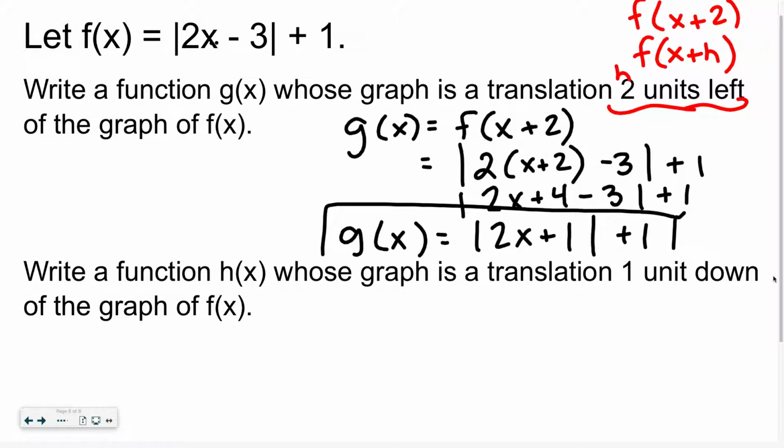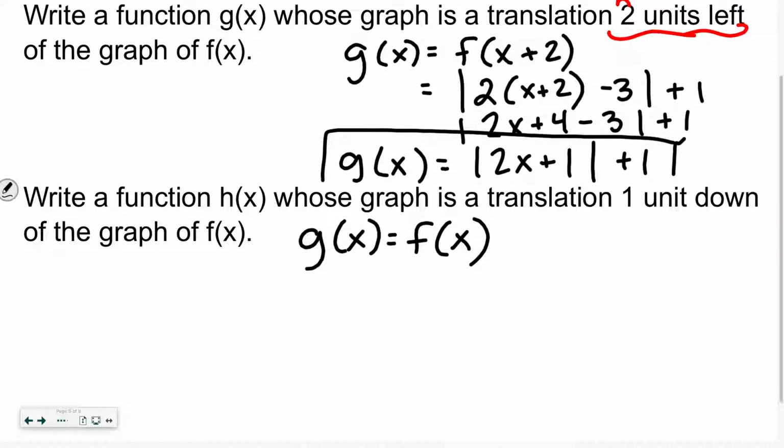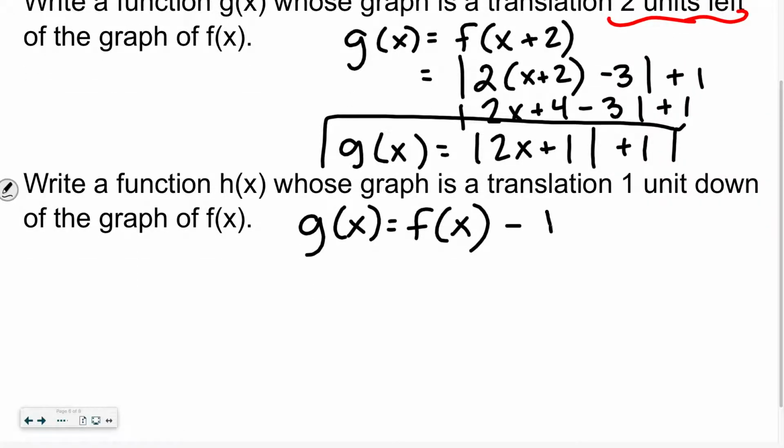Okay, let's see. Going 1 unit down, you want to take your original function, f of x. Remember, f of x is a fancy way to write y. And if you want to move down, you want to subtract 1 from y. So plug in your f of x, which was the absolute value of 2x minus 3 plus 1. And then minus 1 from it. What happens to plus 1 minus 1? Gone.